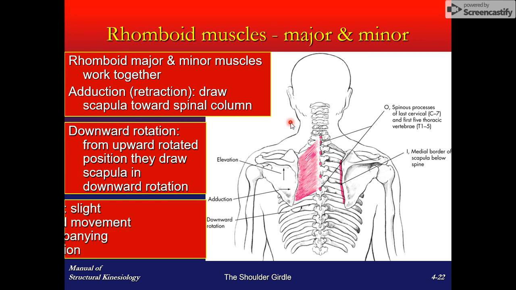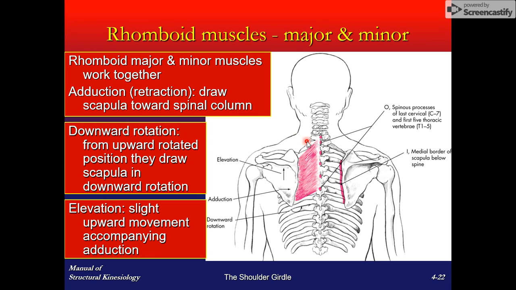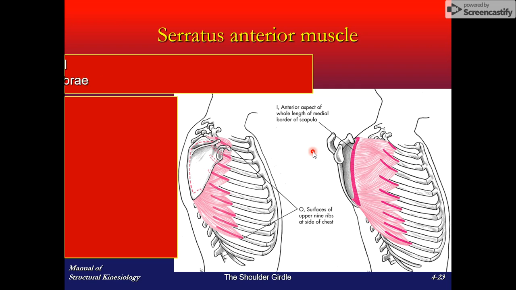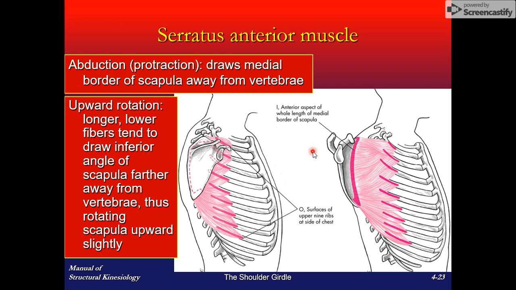Rhomboid muscles, major and minor, work together. Adduction, retraction: they draw the scapula toward the spinal column. These are used to bring it back into your body. Downward rotation from an upward rotated position: they draw the scapula in downward rotation. Here they are, pulling it back down. And elevation, a slight upward movement accompanying adduction. So as your arm comes back into your body, it goes back with just a little bit up, back to where it was. Serratus anterior: abduction or protraction, it draws the medial border of the scapula away from the vertebrae.